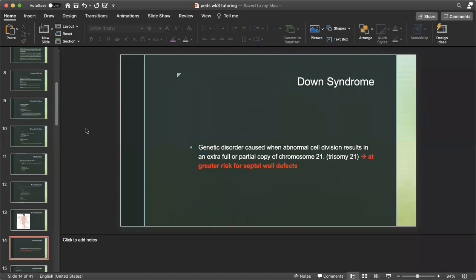So Down syndrome is a genetic disorder when abnormal cell division results in an extra full or partial copy of chromosome 21, aka trisomy 21. The biggest thing you need to remember about Down syndrome is they're at greater risk for septal wall defects. So emphasize that in your notes. That's the main thing that you need to remember for Down syndrome. And then we'll go more in depth next week, because we'll have examples of the cardiac issues that they'll have.